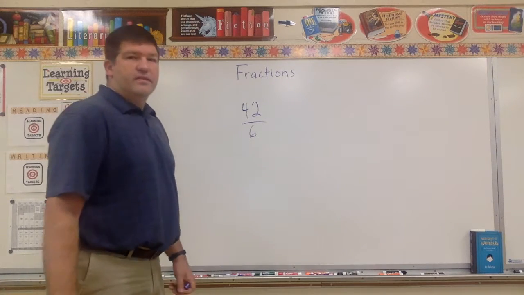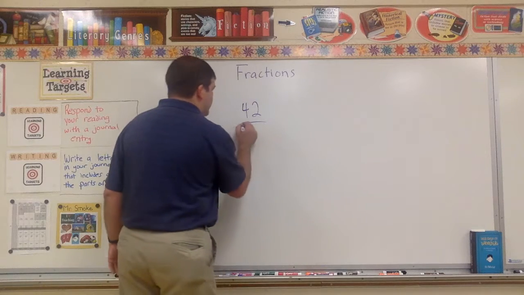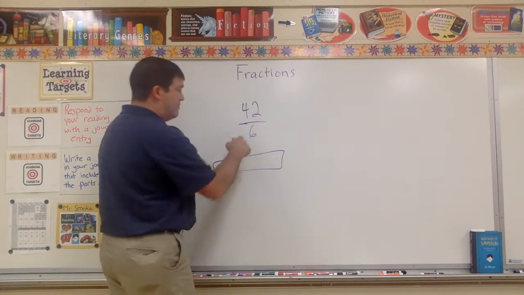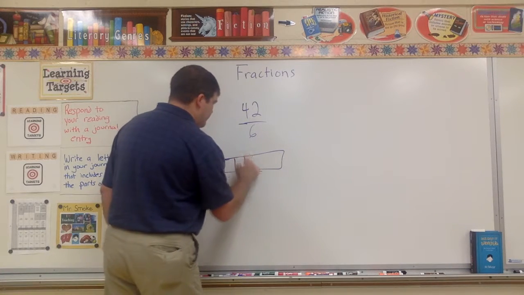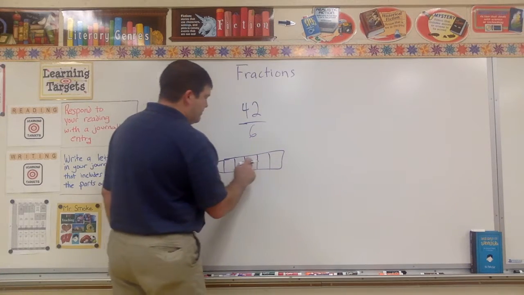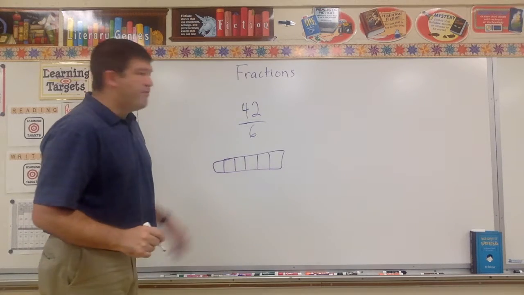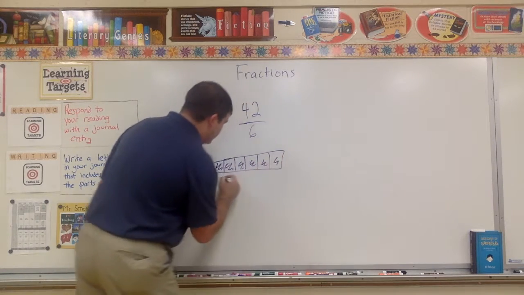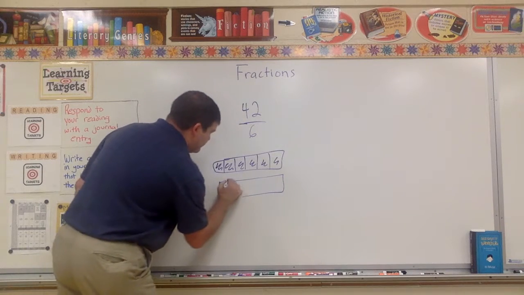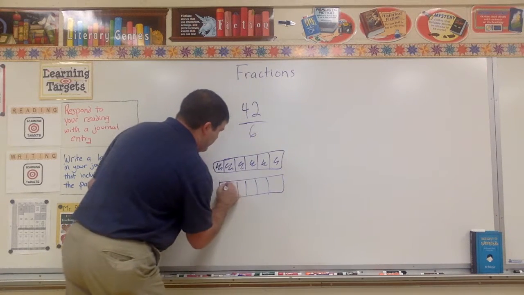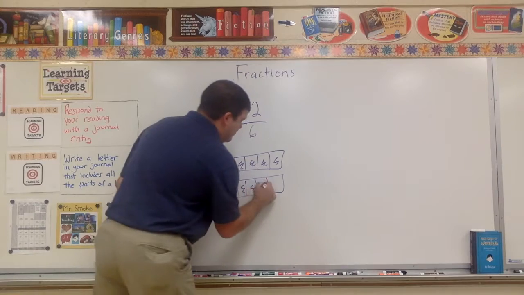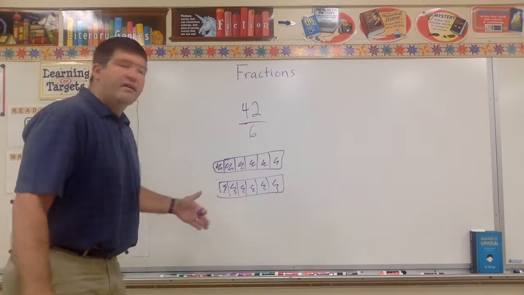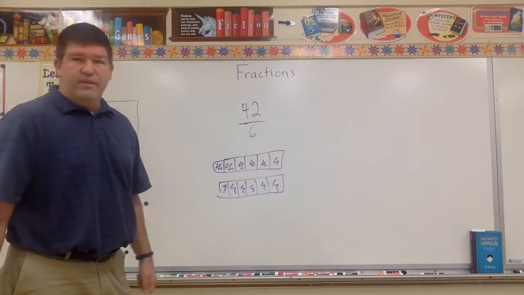so you could go, how many parts does it make to make a whole? 6. 1, 2, 3, 4, 5, 6. Now I need 42 of these. 1, 2, 3, 4, 5, 6. I got to do another 6. 7, 8, 9, 10, 11, 12. Oh, I still need lots. And you keep going on until you get the number of wholes you need.